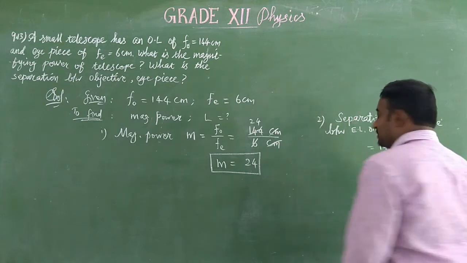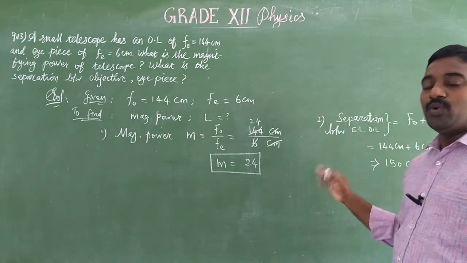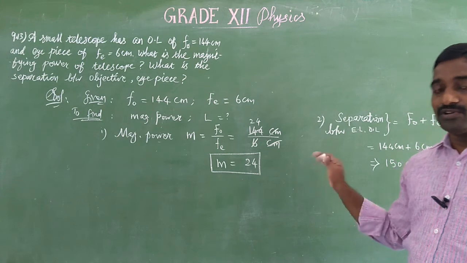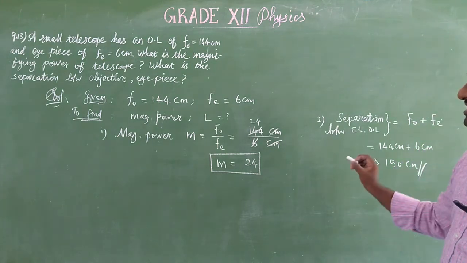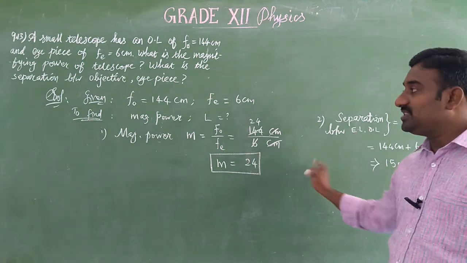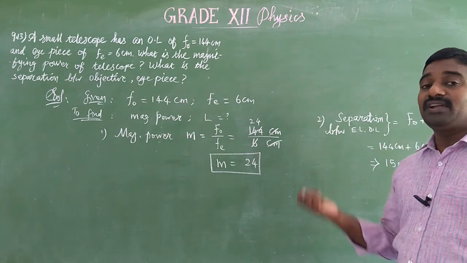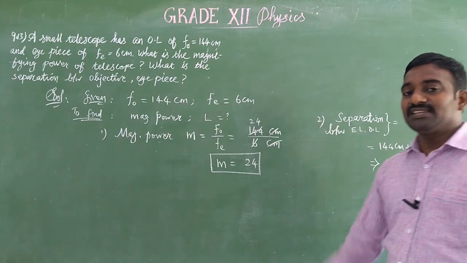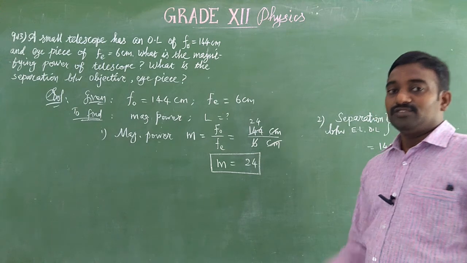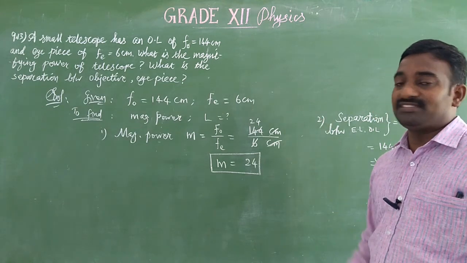So telescope based sums are very easy. Only the microscope based sums you have to concentrate much. Basically the telescope sums are very easy. Mostly they'll ask in 1 mark or 2 marks. But microscope based sums they'll ask in 3 marks or a long answer. So mainly you should focus on the microscope based sums.